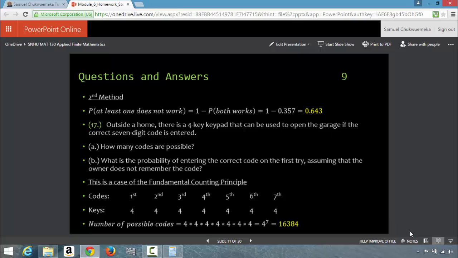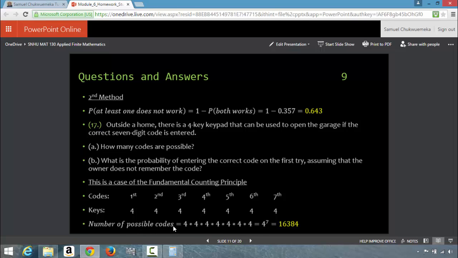Okay. Question 17. Outside a home, there is a 4-key keypad that can be used to open the garage if the correct 7-digit code is entered. A. How many codes are possible? B. What is the probability of entering the correct code on the first try, assuming that the owner does not remember the code? So we did this. If you view the video on the fundamental counting principle, you will understand it more.